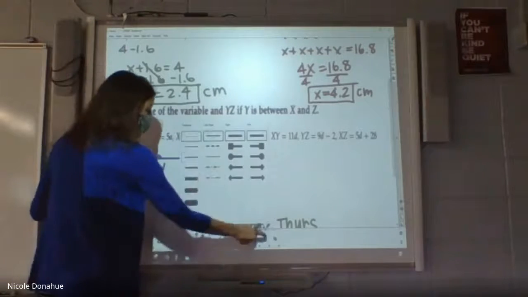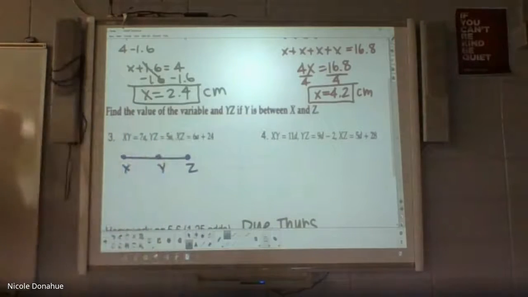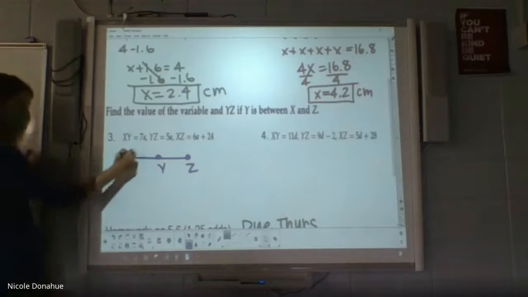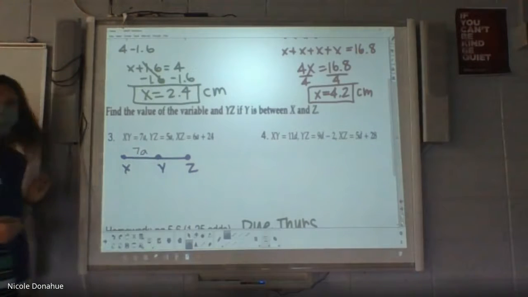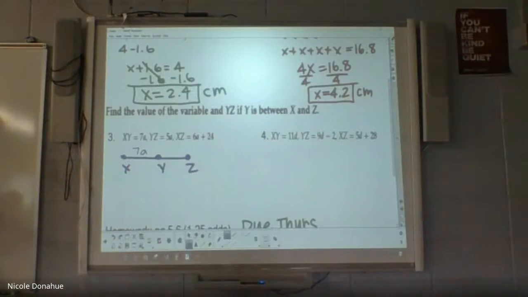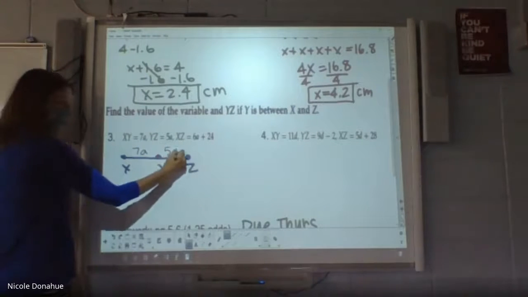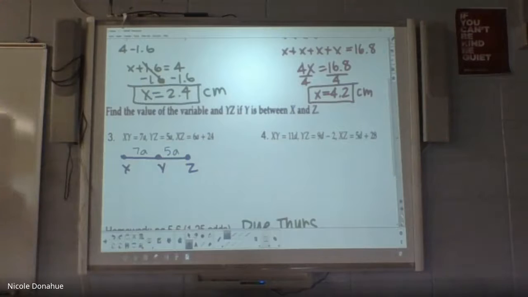Now that I know that, they have some other information here for me. They tell me X, Y is 7A, so I'm going to write 7A right here. They tell me Y, Z is 5A, so I'm going to write that right here. Is that making sense, that I can just label those that way?